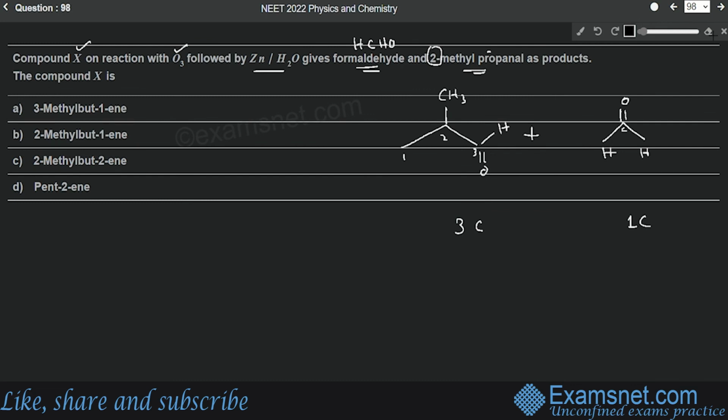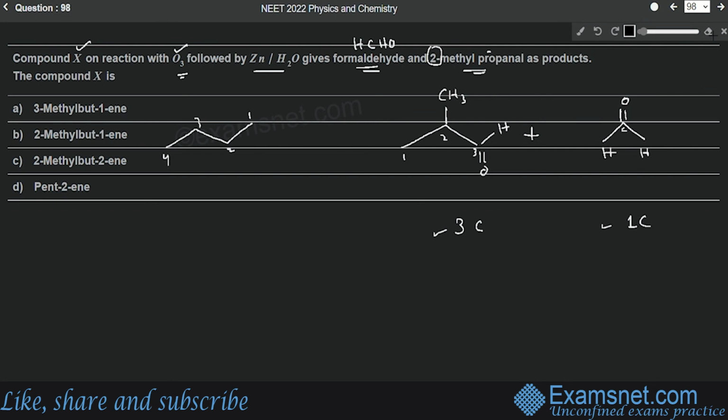Now this is an ozonolysis reaction, which is related to the chemical reactions of alkenes. So the reactant should be an alkene, and the number of carbons in the alkene will be the sum of the number of carbons in the products. That means 3 plus 1, that is 4. So the parent alkene will have 4 carbons. Okay, 1, 2, 3 and 4.